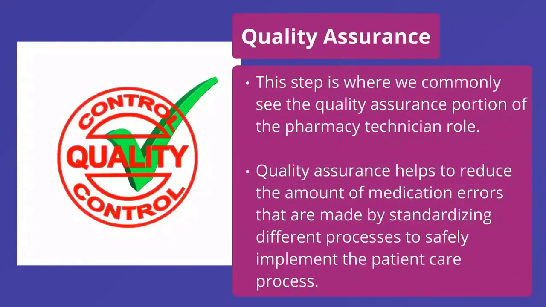Quality assurance also comes up in the implement portion. Quality assurance helps to reduce the amount of medication errors that are made by standardizing different processes to safely implement the patient care process. So this is basically saying that there is standardization that happens in order for us to implement any changes that we may implement. So there may be a standard process for how a patient receives a flu vaccine in your pharmacy. That would be quality assurance.